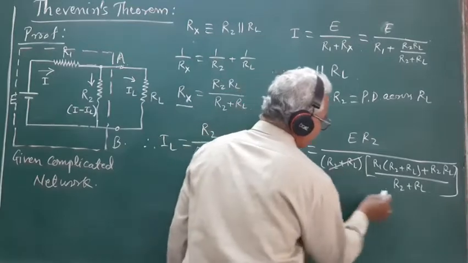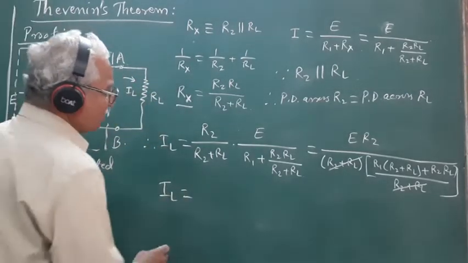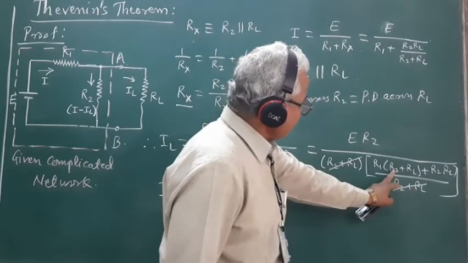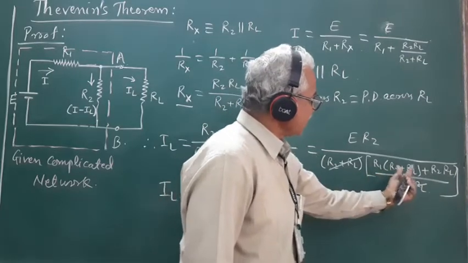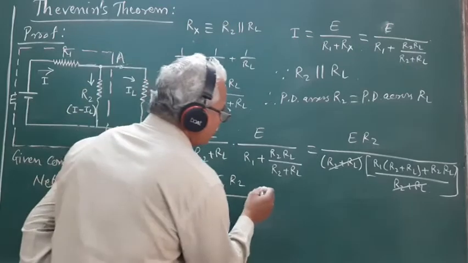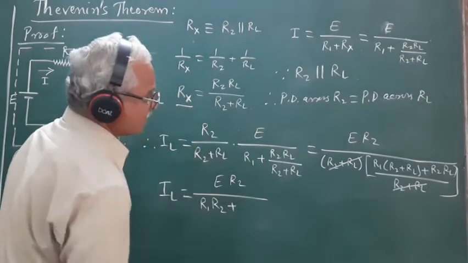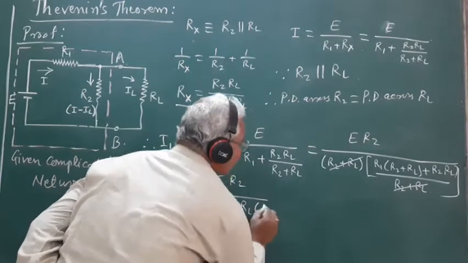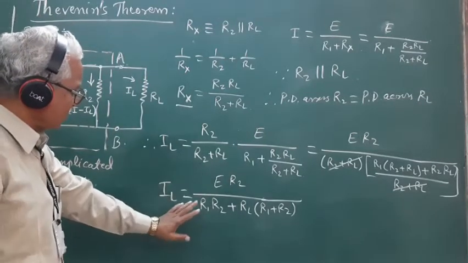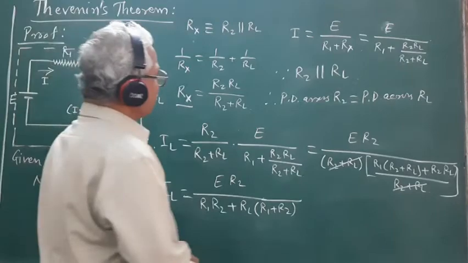Here this R2 plus RL and this R2 plus RL will cancel, so that the expression for the current IL will work out to be equal to E R2 divided by R1 into bracket R2 plus RL plus R2 RL. If we open up this bracket and club the terms of RL together, we can express this as R1 R2 plus RL into bracket R1 plus R2. So this is the expression for the load current IL. Now dividing the numerator and denominator of this expression by R1 plus R2, what do we get?